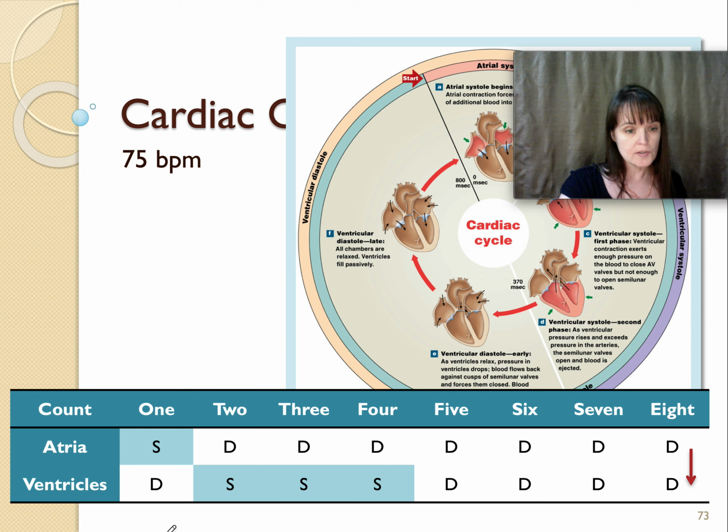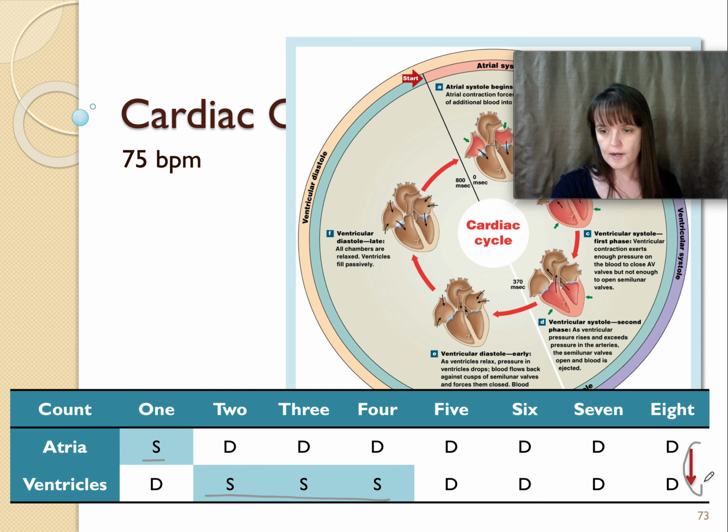Okay, so the first count, we have atrial systole and then diastole for the rest of the cycle. And ventricular systole lasts roughly 2, 3, and 4. Now, I have this arrow here because this is passive filling. The AV valves are open, so the blood that enters the atria is just falling straight into the ventricles because the AV valves are open.